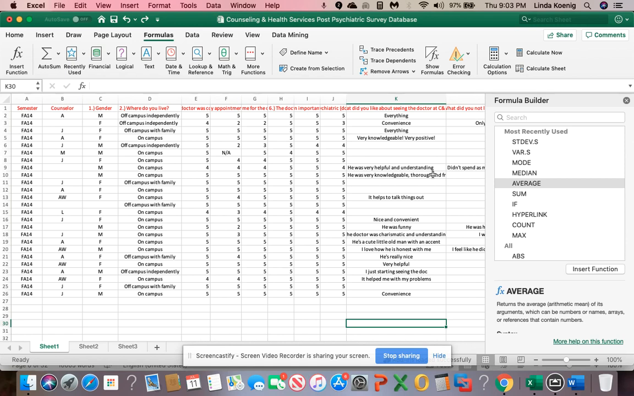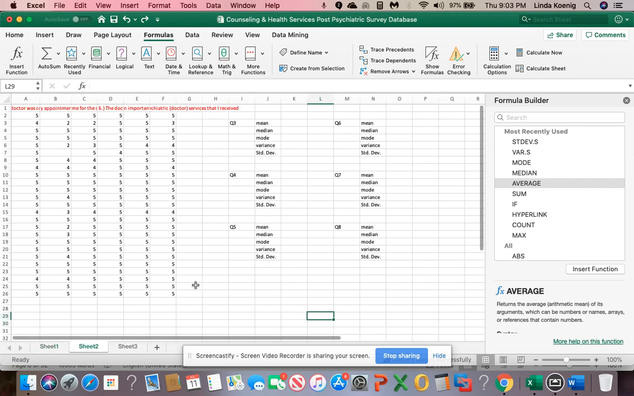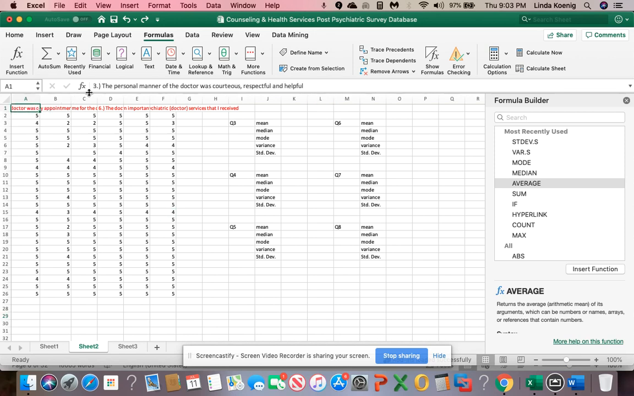So for this exercise, the only columns that we can look at and describe with mean, median, mode, variance, and standard deviation would be columns E through J. So I'm going to switch over here to my second sheet, and you'll see I've set this up. I've just cut and pasted E through J over here, and of course it becomes different columns. This is question 3. So I've got question 3 through question 8. And that's how I've sort of set up my answers over here.